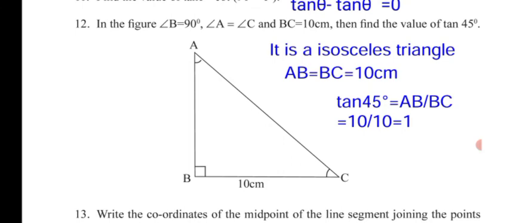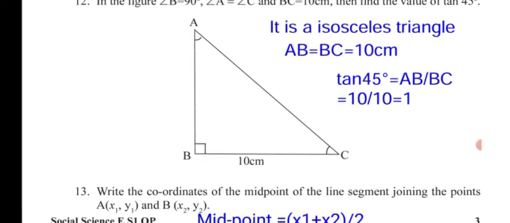So since the angles are same and since the sum of three angles is 180 degree, angle A and angle C must be 45 degree each. So tan 45 degree will be equal to opposite side divided by adjacent side, which is 10 divided by 10. We will get the value 1.